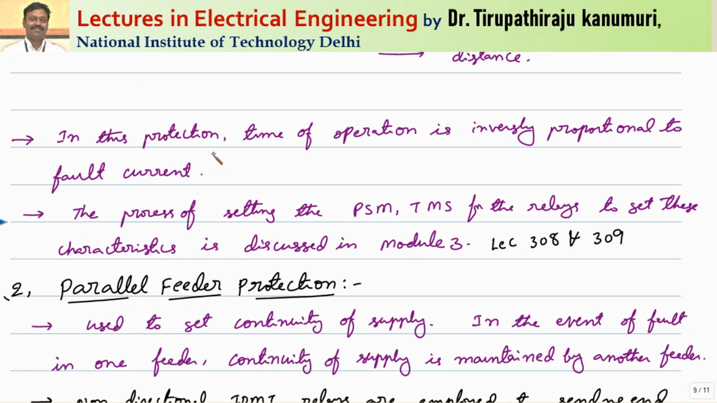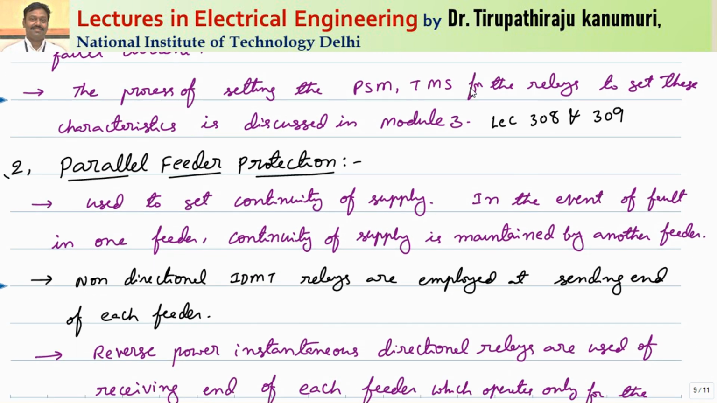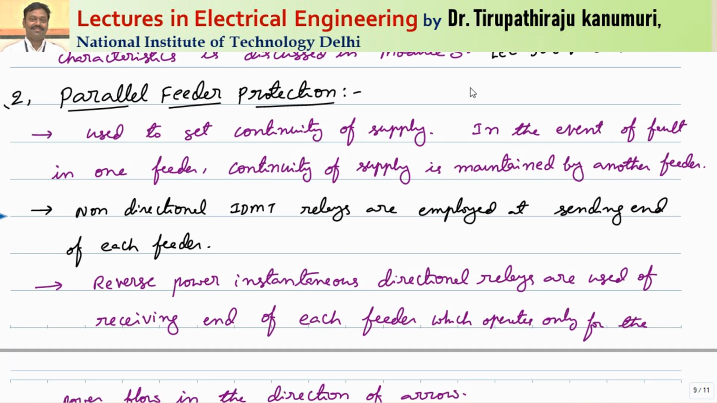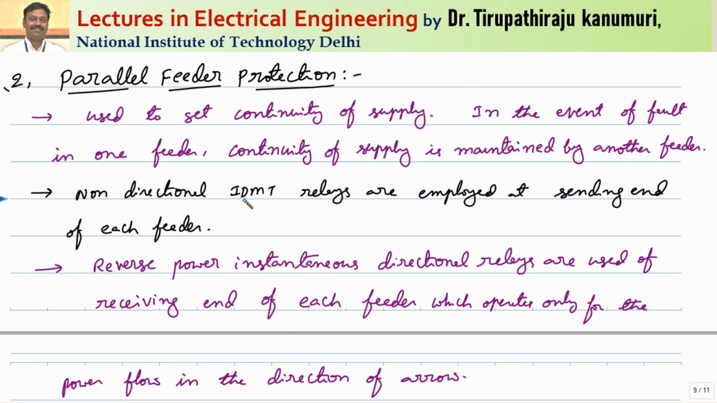The same thing I have repeated here. In this protection, the time of operation is inversely proportional to the fault current. The process of setting the PSM and TMS for the relays to get this characteristic is already discussed in module number 3. Please check there how to do it. I don't want to repeat it once again, because it takes about half an hour. Please refer to lecture number 308 and lecture number 309 for complete clarity. In 308 I discussed the theory, and in 309 I solved some numericals to get these characteristics.